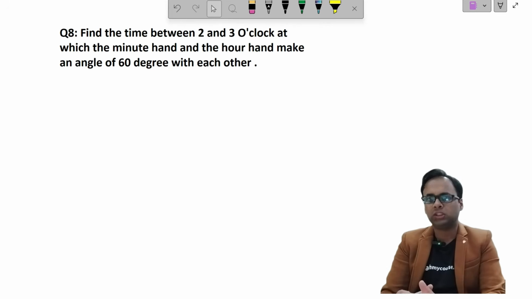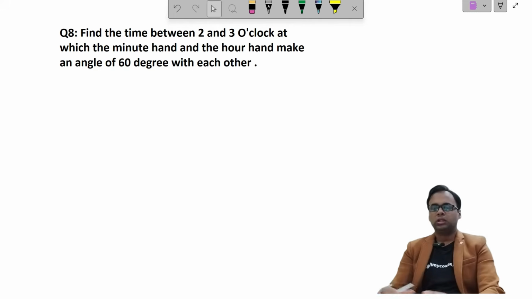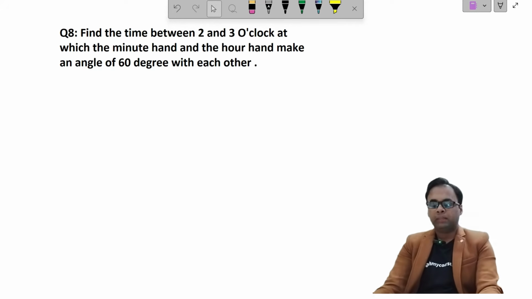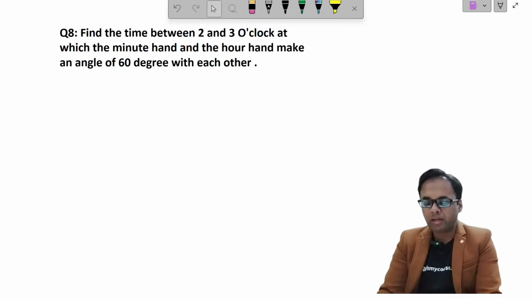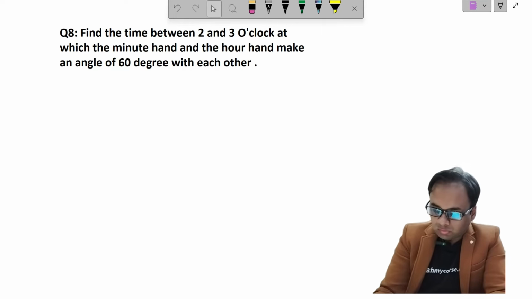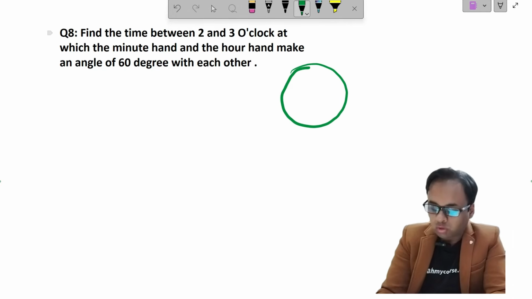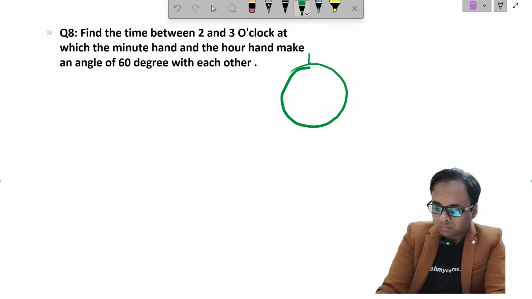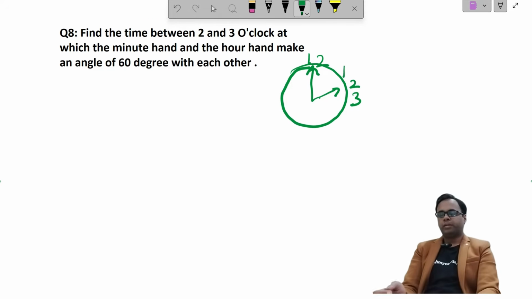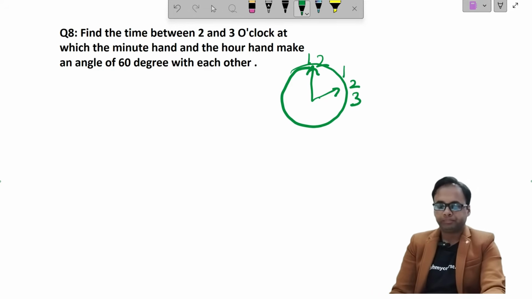Okay, next question is a really good one, which is find the time between 2 and 3 o'clock at which the minute hand and the hour hand make an angle of 60 degrees with each other. Okay, so first of all, let me draw a small clock for you. And how does that look like when we have a 2 o'clock? Okay, situation is like that.